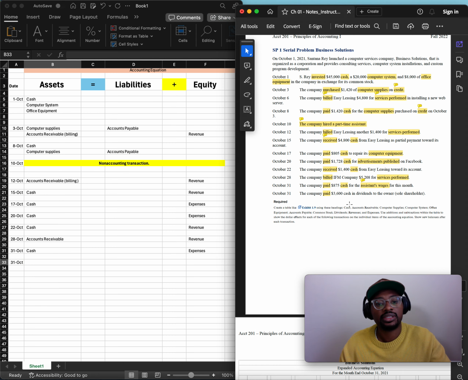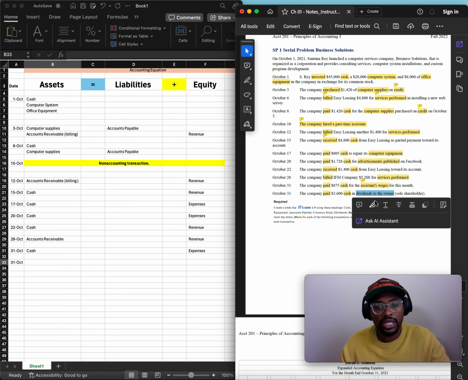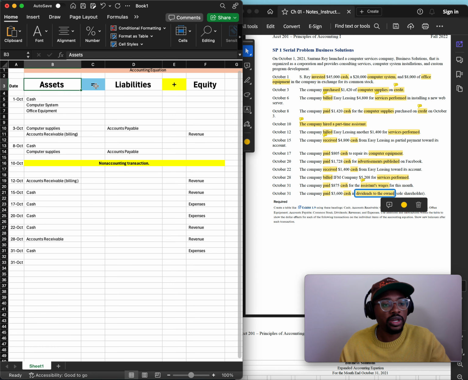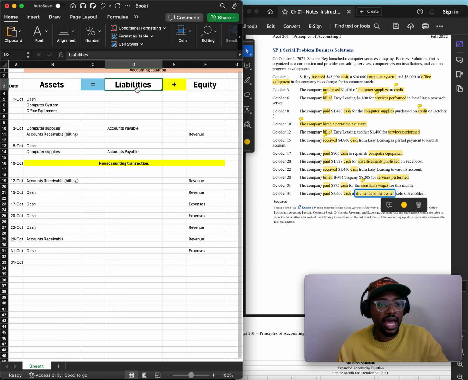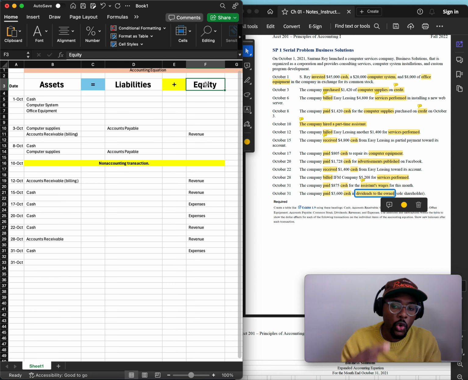We paid cash for, this is a new one. You want to write this down, dividends to the owner. But that's key, to the owner. That's the money though. Because which one of these speak to the owners? Is it assets? It's not assets. Is it liabilities? Not liabilities. Is it equity? Yes, it's equity. Because what is equity again? Resources that the company has, but it belongs to the owner.